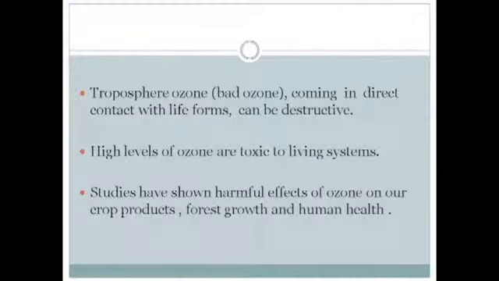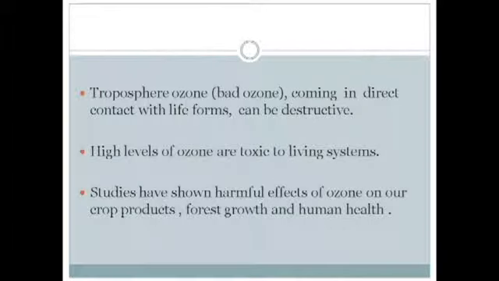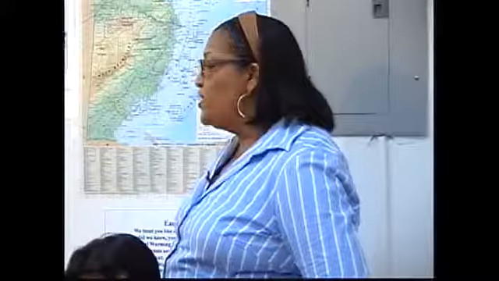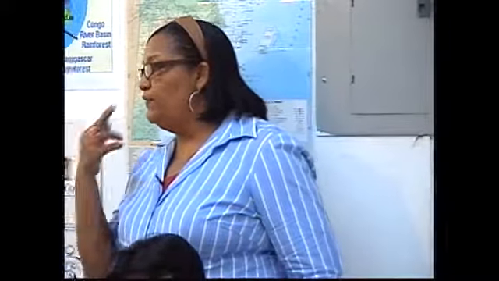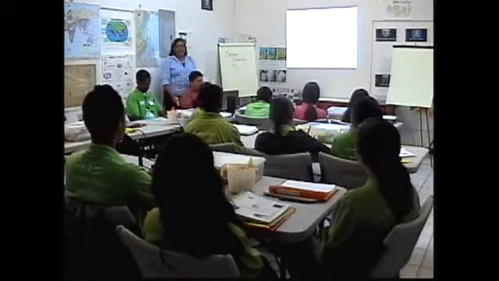Troposphere ozone comes in direct contact with life forms and is very destructive. High levels of ozone are toxic to living systems. Studies have shown harmful effects of ozone on crops, forests, and human health. In the troposphere, the ozone has been affecting our breathing. Do you know anyone with a sinus condition? Have you heard about sinuses? Okay, asthma is related to that.